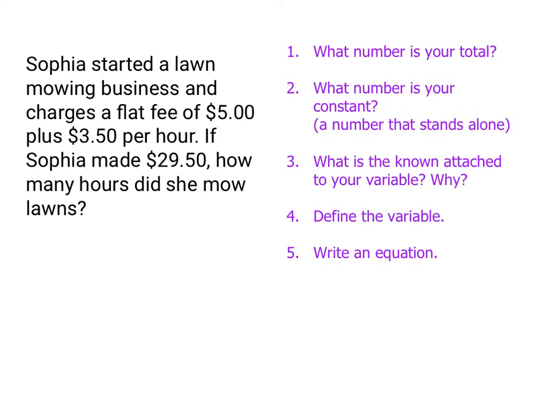So first, find the total. What is your constant? Now remember, the constant is the number that is standing alone. That's what you are adding or subtracting. And then you find what you are looking for. That would be your variable. And then what are you multiplying by. Put those all together and then write your equation. So I want you to go ahead and pause the video and try this practice problem to write your own equation. Once you finish, press play and we will go over it.